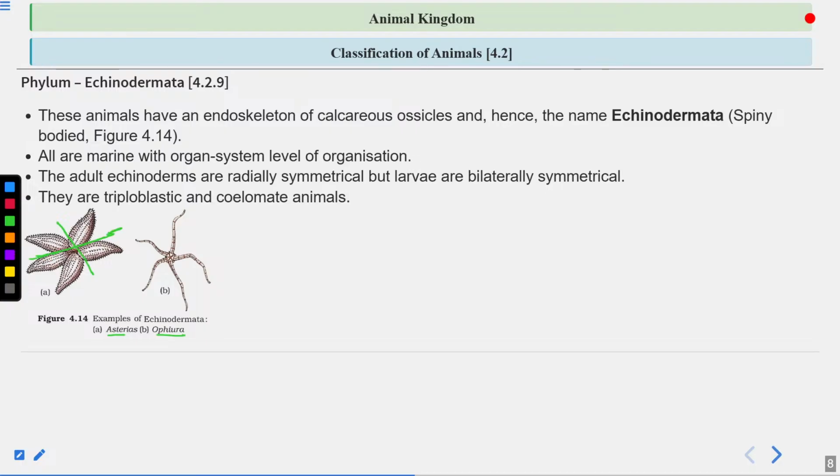They are also known as pentaradial. Clear? So they have these five arms. So they are also known as pentaradial. Clear? So like this. They are pentaradial. Their body can be divided into two halves by a plane passing through the central axis. Similarly here also.